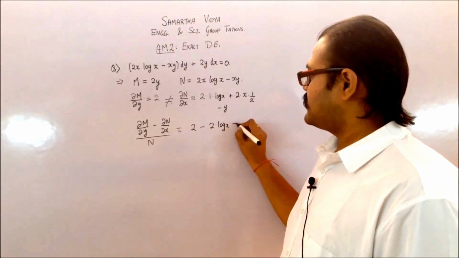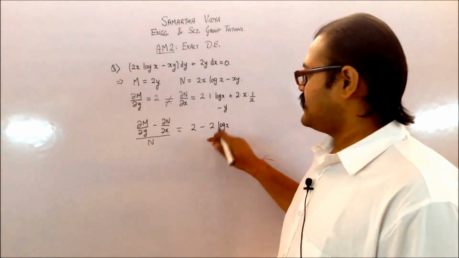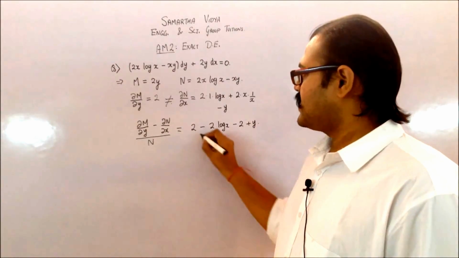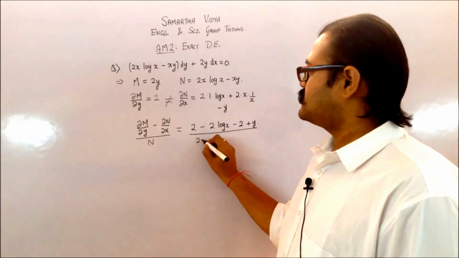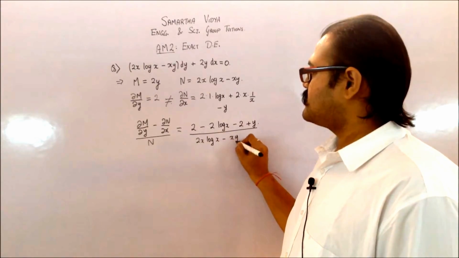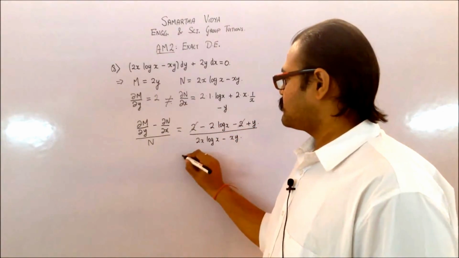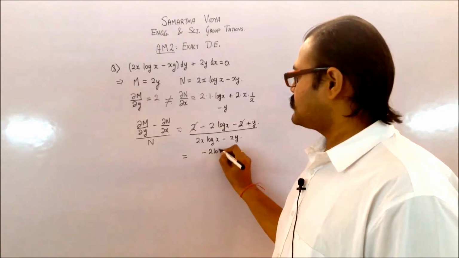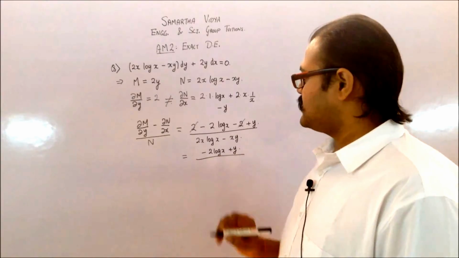The x over here gets cancelled, plus basically it's a minus of that, so minus 2, and this becomes plus y, and divided by n. So my n over here is 2x log x minus xy. So from here you can see that 2 gets cancelled out. So we have basically a minus 2 log x plus y which is present in the numerator.